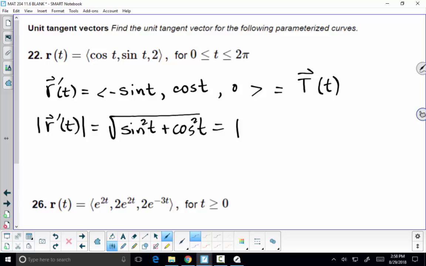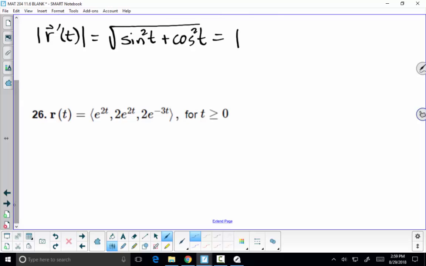So you can think of T as a function. It's going to give you the unit tangent vector at different little t values. Plug in a particular parameter value and it gives you your derivative vector. Yay! All right, let's try this one.